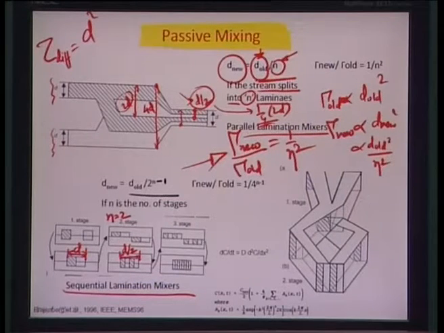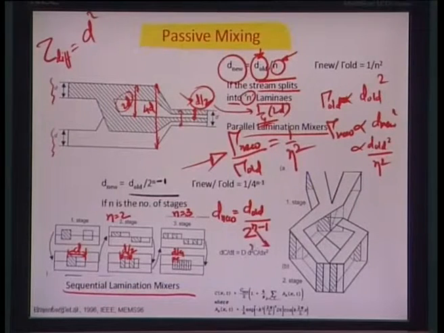So the diffusion length is only related to half the length between the hatched dye and the water sample, so d by 2. In the third case, when n equals 3, the diffusion length further becomes d by 4. So the only equation which can fit all this is that d nu is equal to d old divided by 2 to the power of n minus 1, where n is the number of stages.